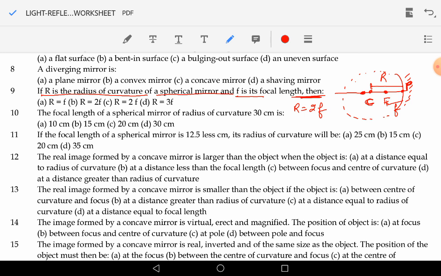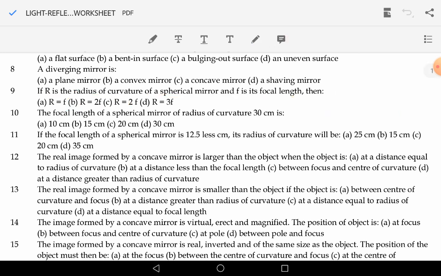Now over here, I guess by mistake there are two answers, but suppose one of the answers was 1 by 2f, then our option B would have been correct. But in this case, both B and C options are correct because the radius is nothing but twice the focal length. Suppose the focal length is 15 centimeter. You should know yourself that the radius of curvature will come out to be 30 centimeter. So radius is always double the focal length, twice.